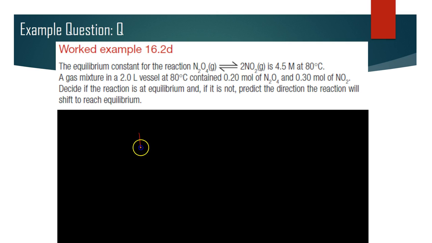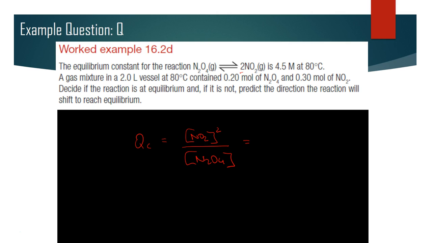Okay, first up we're going to have to write our expression. So we're going to write our Kc expression, which is going to be our product, so the concentration of NO2 raised to the power of our coefficient, which is 2, divided by the concentration of N2O4. Okay, so now, sorry, because we don't know if it's Kc yet, we'll call it Qc. We're going to find the reaction quotient. Okay, so now we're just going to substitute in.